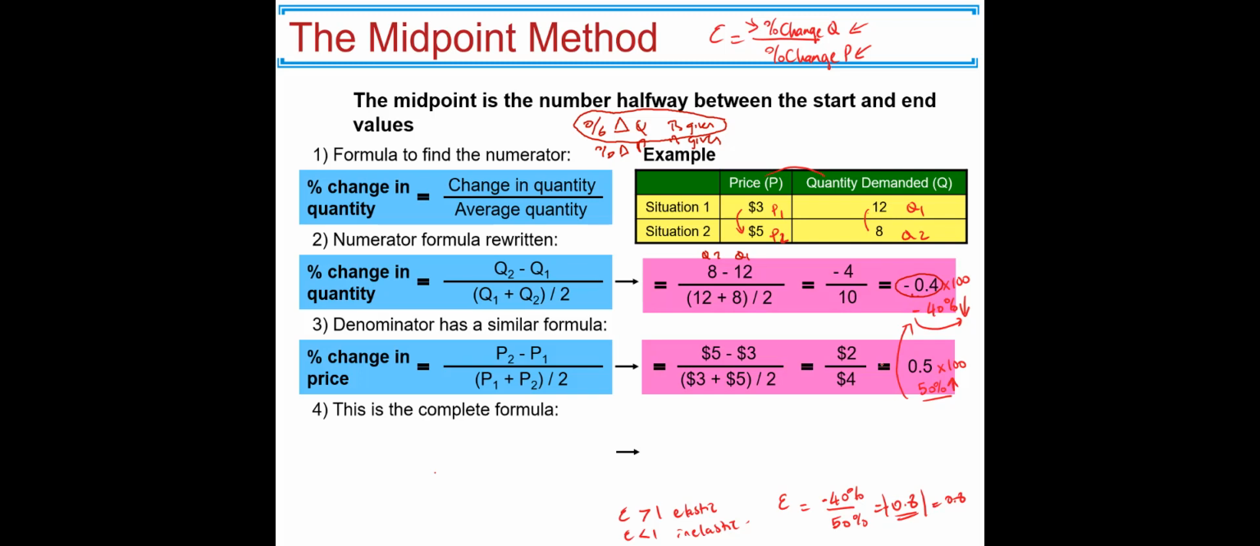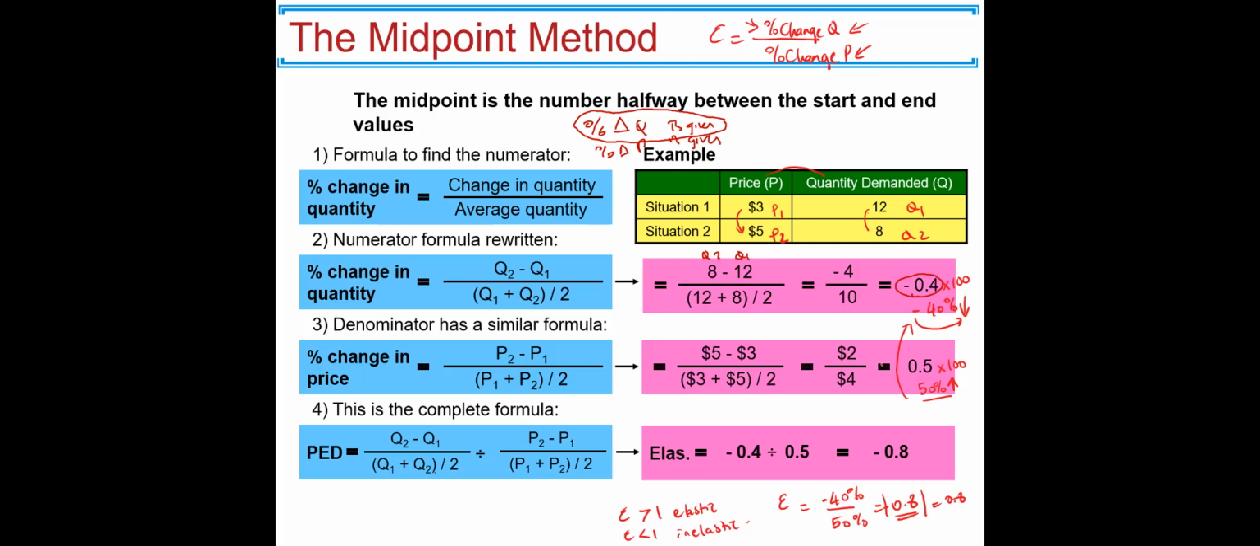So we find the numerator, we find the denominator. To complete this formula, we take the ratio. Remember, percentage change in quantity divided by percentage change in price. So elasticity is negative 0.4 divided by 0.5, which is negative 0.8. But remember, we don't care about the negative sign, so the elasticity is 0.8.